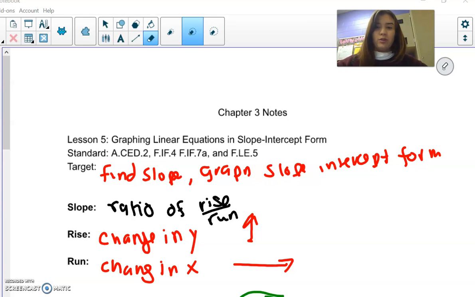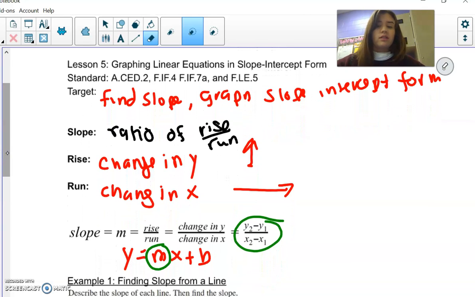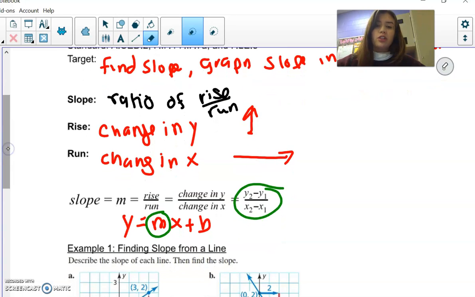Alright guys, we are on to lesson 5. We're going to learn about slope and how to graph slope-intercept form. So what is slope? Slope is our ratio of rise over run. It's also our rate. But what is rise? Rise is just the change in y.